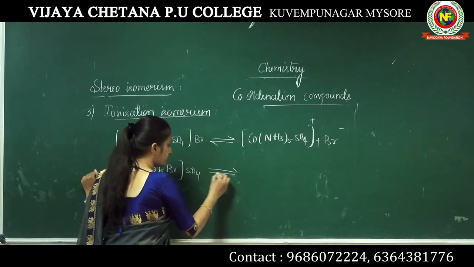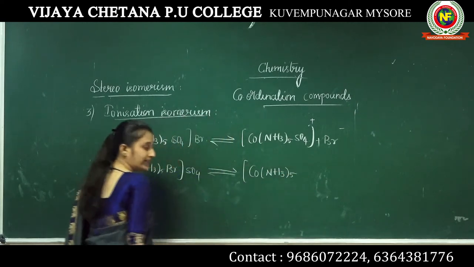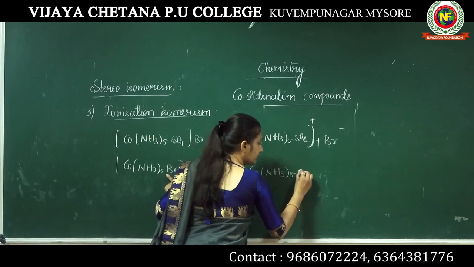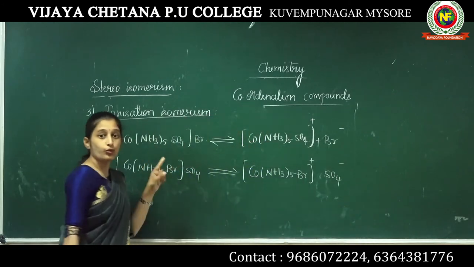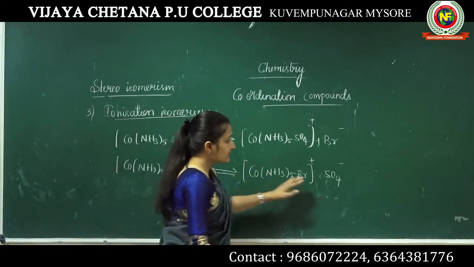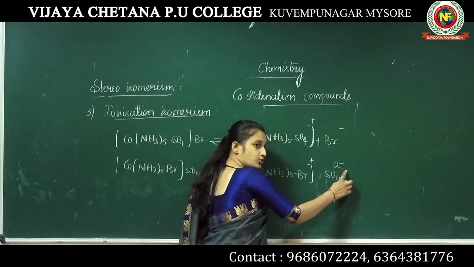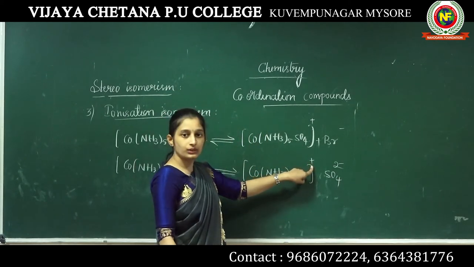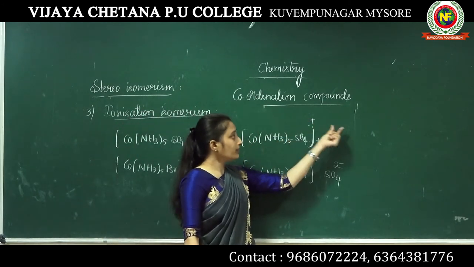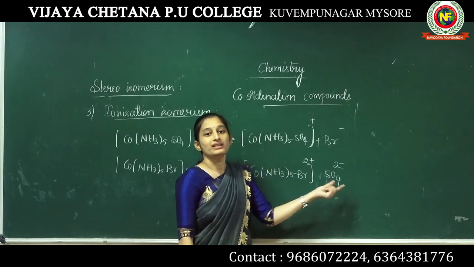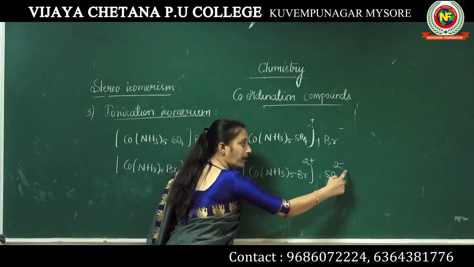Now I am going to split this. Co(NH3)5 Br, SO4, plus and minus. But one thing you should know, sulfate always carries a minus 2 charge. To match that, the complex should be plus 2, not plus 1. How simple. Here plus 1 and minus 1 charge, but here plus 2 and minus 2 charge. See the difference.